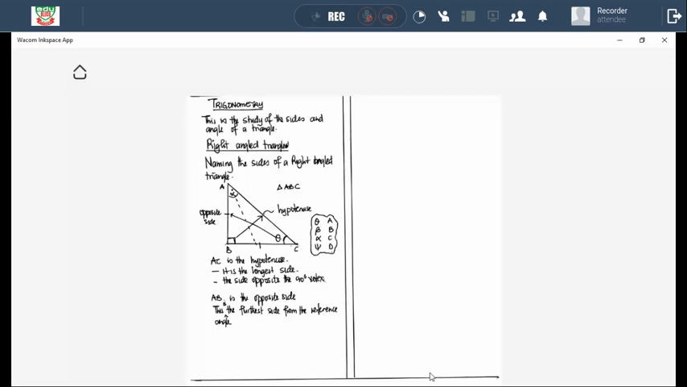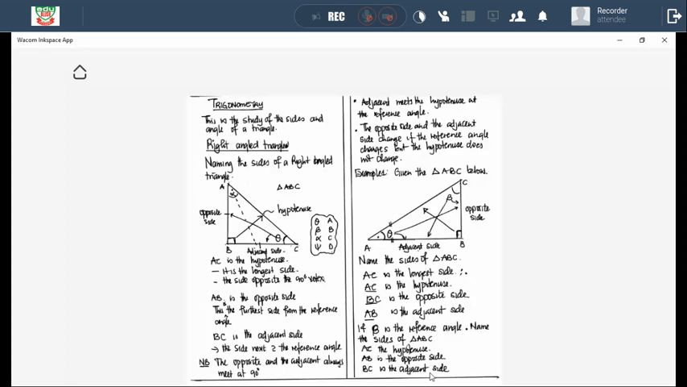Okay, right. Now the next one is the side BC. If you look at BC, BC is next to the reference angle. We call it the adjacent side. So BC is the adjacent side. Adjacent is identified by saying this is the side next to the reference angle. Then you'll be able to deduce your adjacent and your opposite. Okay, thank you. I'm going to give you an activity where you'll be naming and identifying these three sides of a right-angled triangle. Thank you.